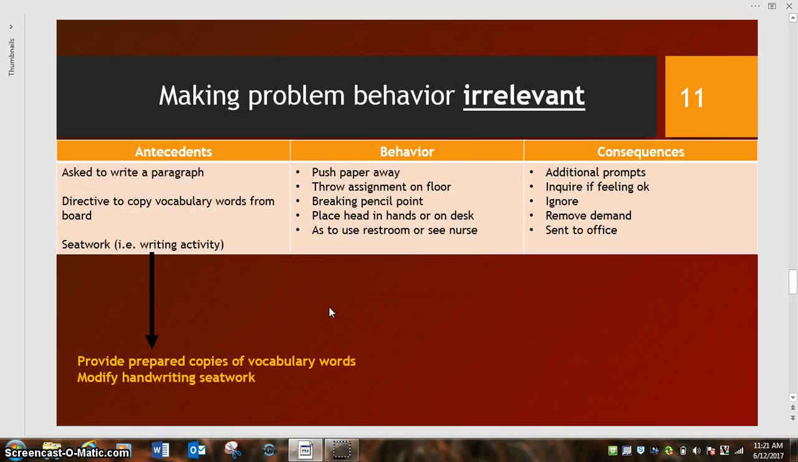Now, the first thing we want to do is to consider how we can make problem behavior irrelevant, essentially prevent the behavior, prevent the likelihood of the behavior occurring. And two possible suggestions would be to provide the student with prepared copies of the vocabulary words that are already typed in advance, or modify handwriting seat work.